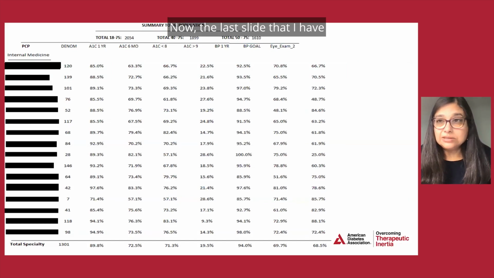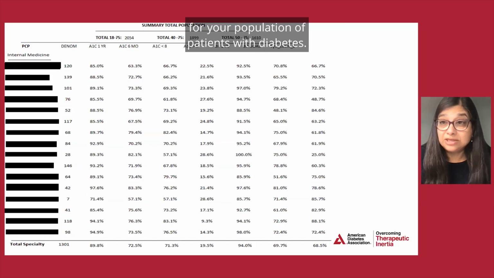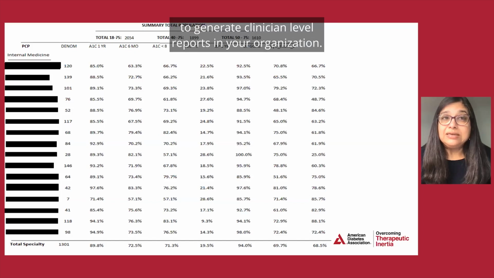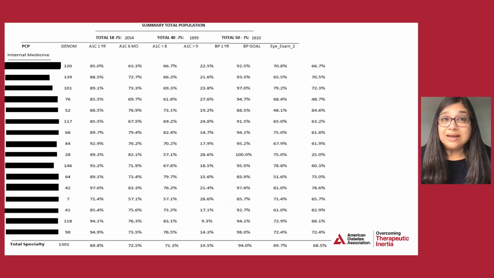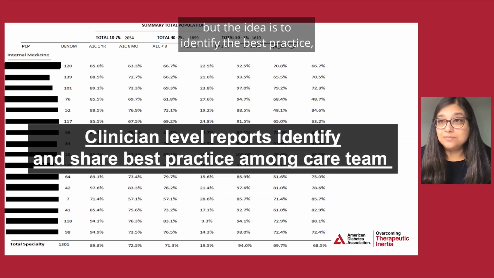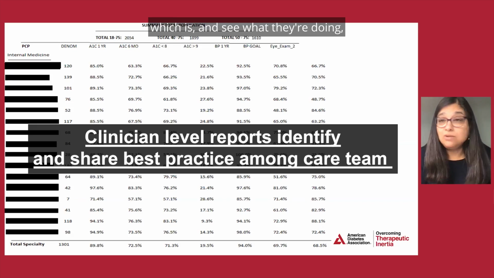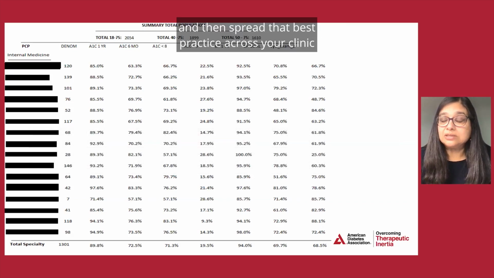Now, the last slide that I have is something you can utilize. You saw the data that you have now for your population of patients with diabetes. Now you can use that same data to generate clinician level reports in your organization. And the idea of generating clinician level reports is not to be punitive, but to identify the best practice. The idea is to identify which care team is doing the best and see what they're doing. What is their secret sauce? And then spread that best practice across your clinic or across your system or across your organization.